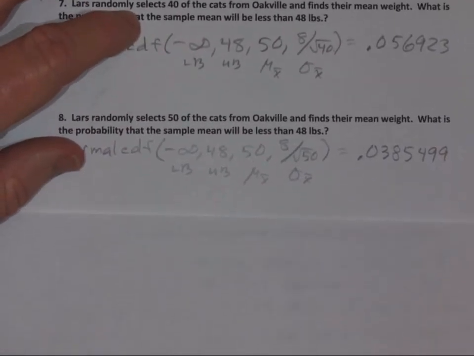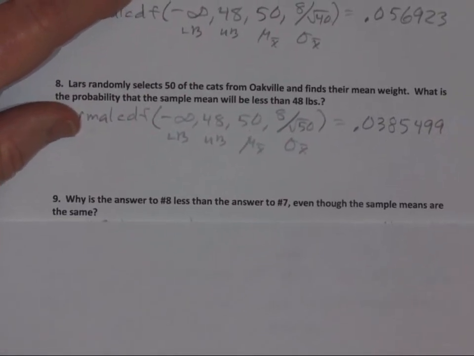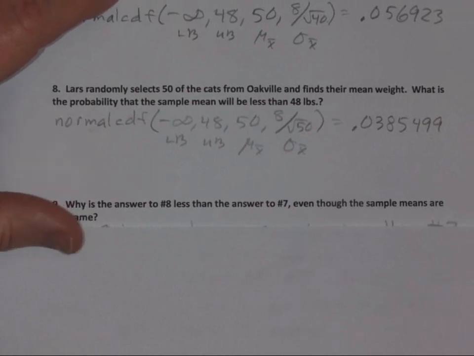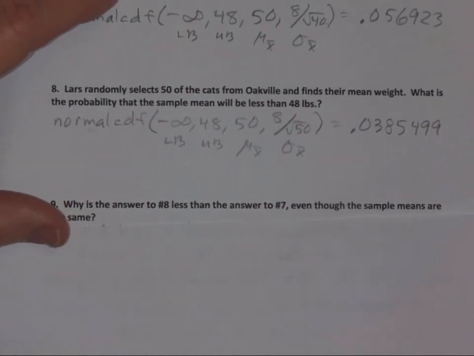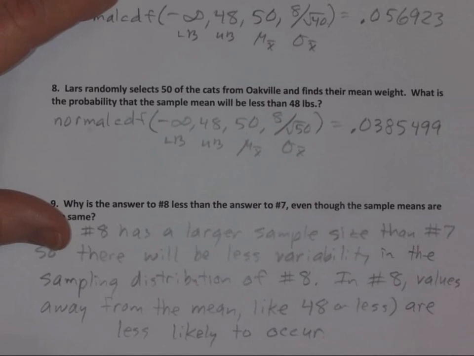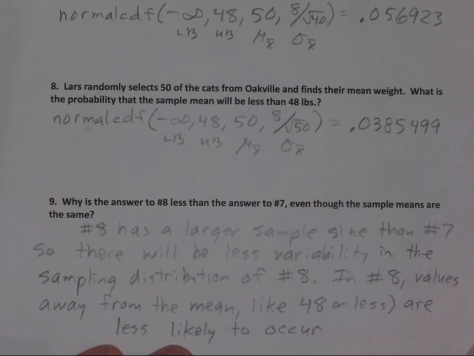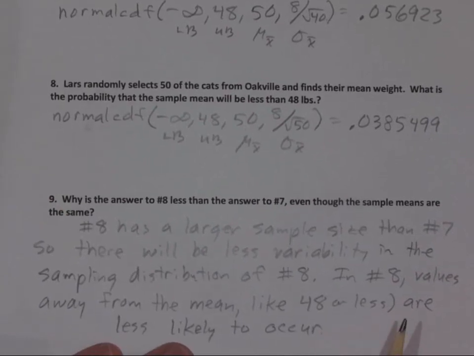And then, just like before, why is the answer to number 8 less than the answer to number 7, even though the sample means are the same? It's the same thing. We increased our sample size. So this has the same answer as that other problem we did, problem 4.